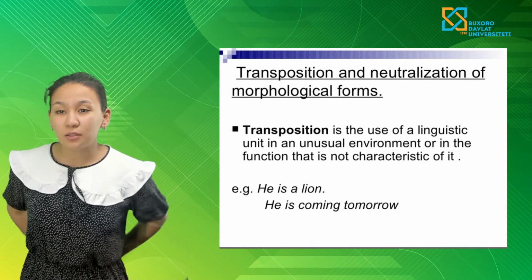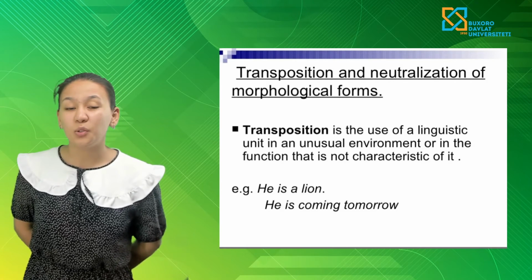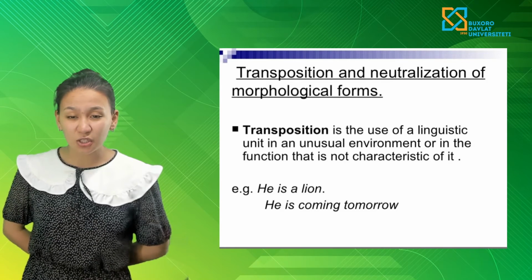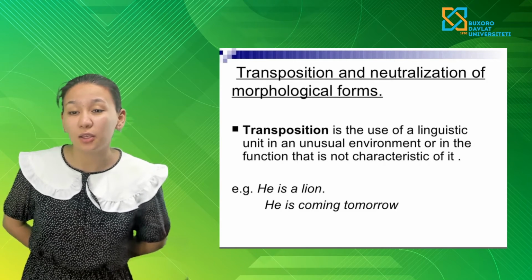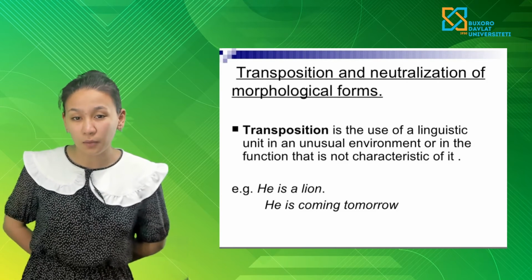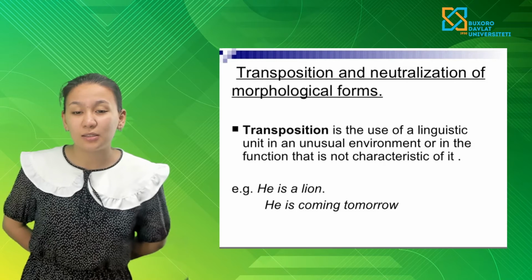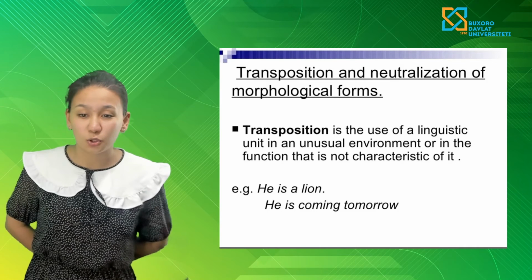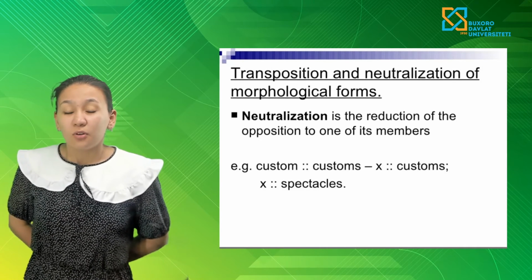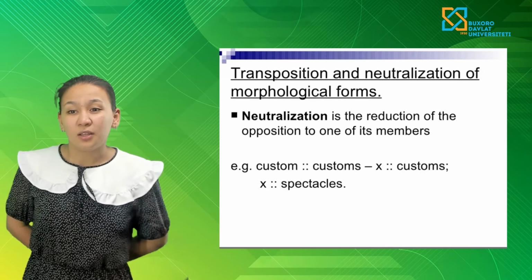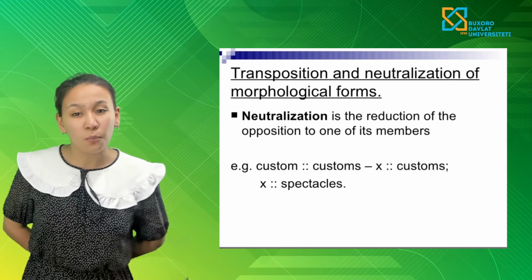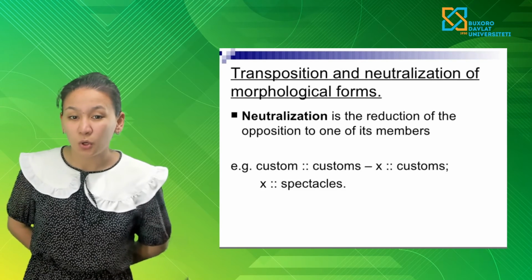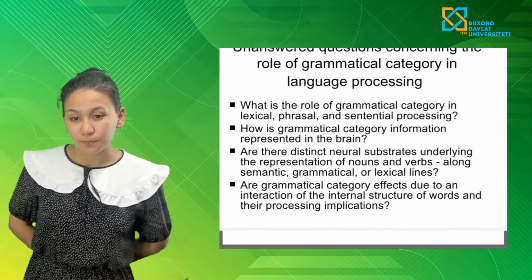Well, next we'll discuss transposition and neutralization of morphological forms. Now, what is transposition? Transposition is the use of a linguistic unit in an unusual environment or in a function that is not characteristic of it. For example, he's a lion, he's coming tomorrow. Neutralization is a reduction of opposition to one of its members. For example, customs, or the customs, spectacles.